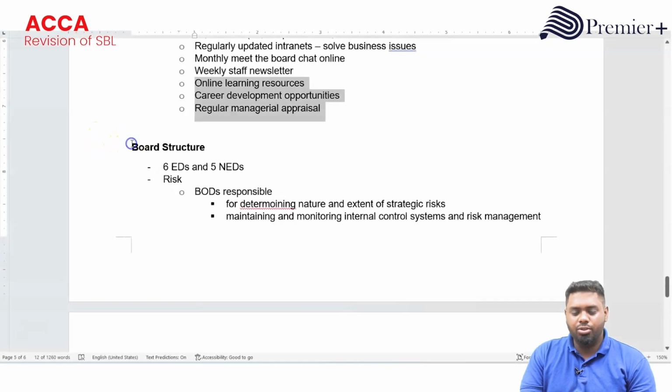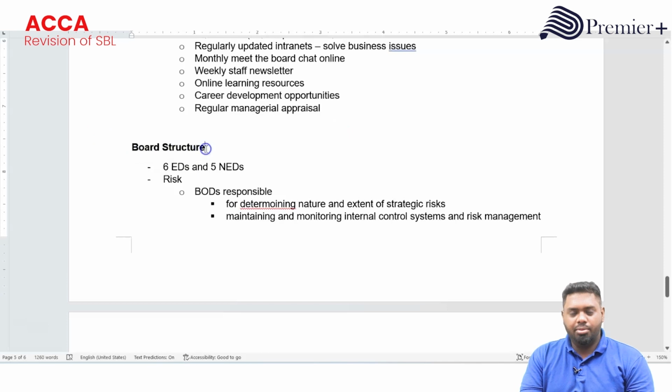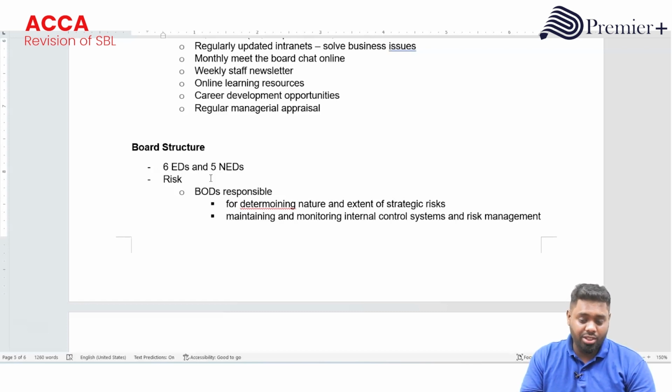Next is about the board structure. At present, in terms of board structure, there are 6 executive directors including the CEO and 5 non-executive directors including the chair. And we also looked at our corporate governance suggested recommended activities, where the number of NEDs should at least match the number of EDs, executive directors.